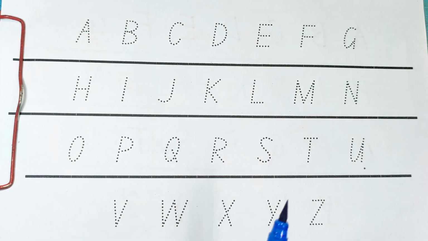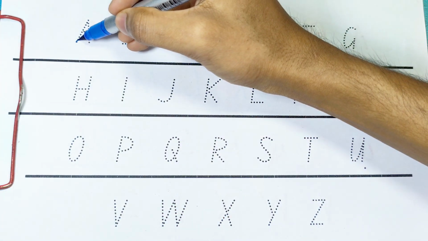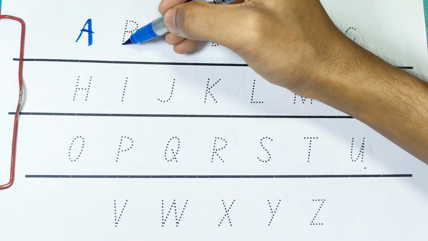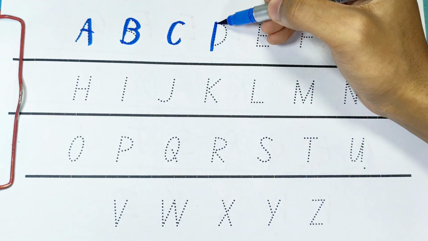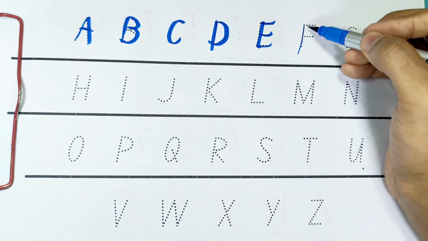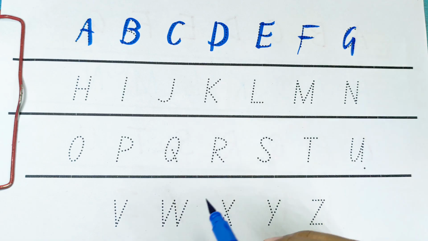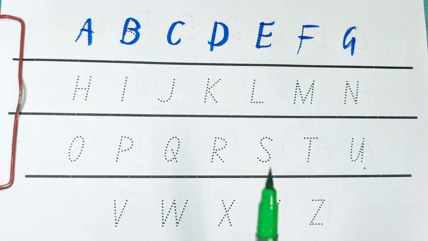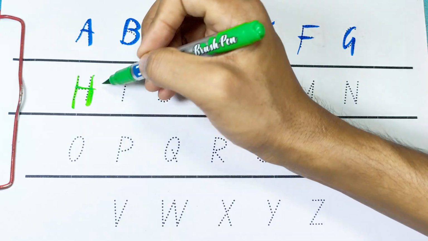Stay with us. So kids, first we're using the color of blue, and now we're writing the alphabet of A, B, C, D, E. The next one is F. The next one is G. G for God. The next one is H. Light green color. H for hand.